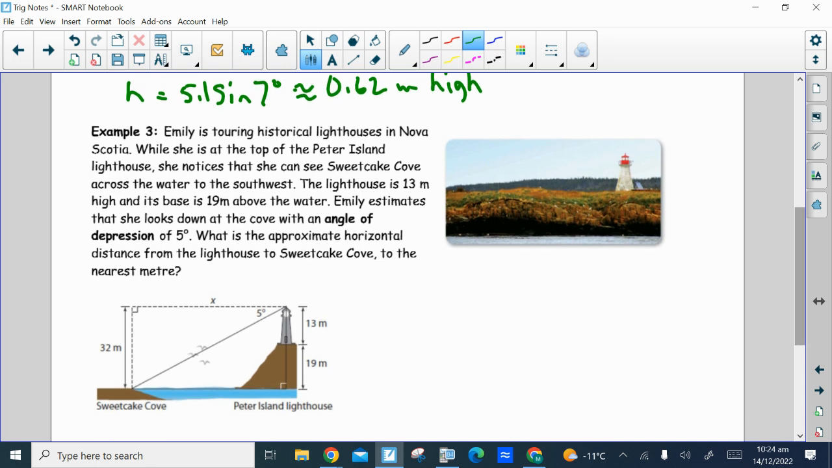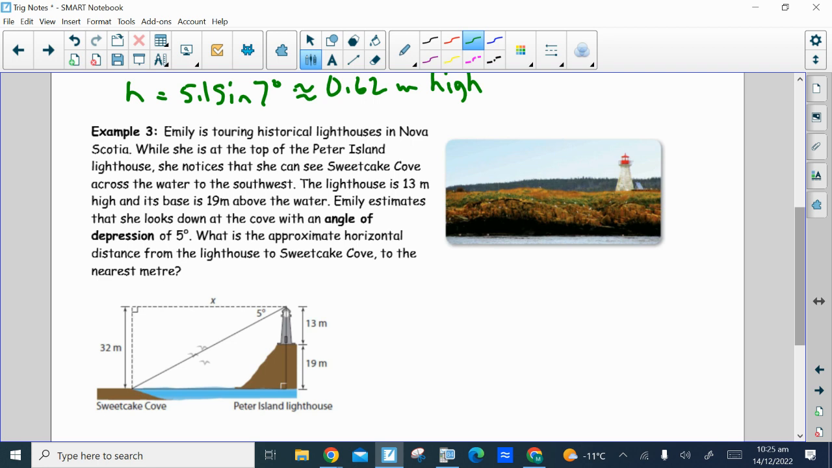Example 3 says Emily is touring historical lighthouses in Nova Scotia. While she sits at the top of the Peter Island Lighthouse, she notices that she can see Sweet Cake Cove across the water to the southwest. The lighthouse is 13 meters high, and its base is 19 meters above the water. So you can see that on the diagram.